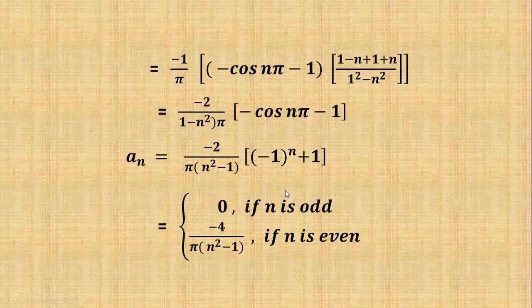Here, put n is equal to odd. If n is equal to an odd number, then what happens? Say minus 1 whole cube, this becomes minus 1. Minus 1 plus 1 becomes 0. Therefore the total term is 0. If n is equal to even, this whole term becomes 1. 1 plus 1 is 2. 2 into 2 is 4. Therefore minus 4 by pi into n square minus 1 if n is equal to even. N is equal to even. Okay.